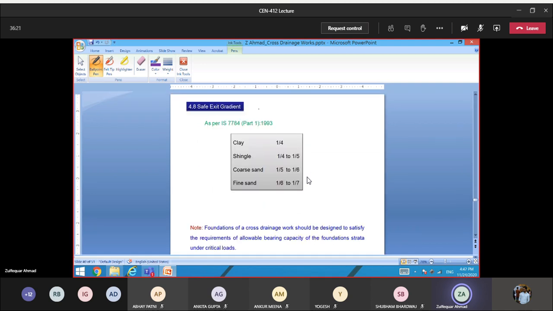Then coming to the safe exit gradient, okay, depending on the type of the soil, the safe exit gradient is being taken, but where the safe exit gradient comes into the picture, I'll let you know, okay.